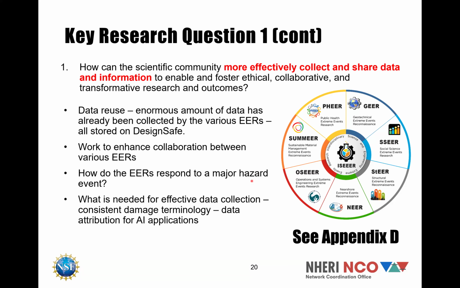How do these extreme event reconnaissance and research networks respond? How well are they coordinated? I don't think we're ready for something like that, but we should be, because it could happen today or tomorrow. It's that uncertain. Anyway, and once the data is collected, we don't always have all the attributes for that data.